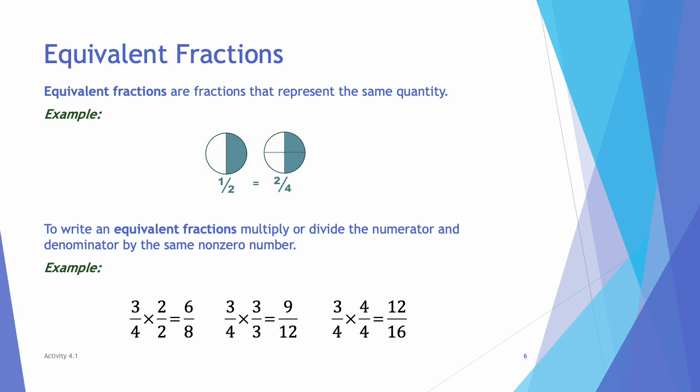To write an equivalent fraction, multiply or divide the numerator and the denominator by the same non-zero number. So to find an equivalent fraction for 3/4, we can multiply the numerator and the denominator by 2, and we get 6/8. We can also multiply the numerator and the denominator by 3, and we get 9/12. We can multiply 3/4 by 4/4, and we get 12/16. 6/8, 9/12, and 12/16 are all equivalent fractions to 3/4.